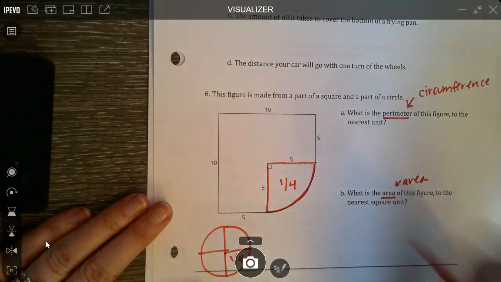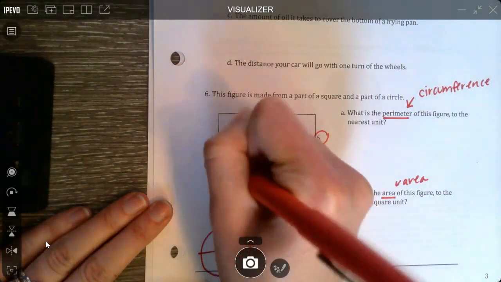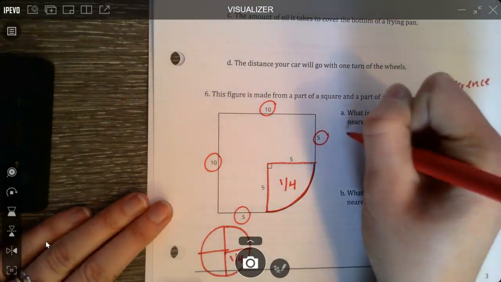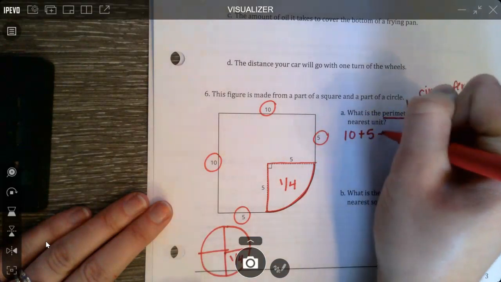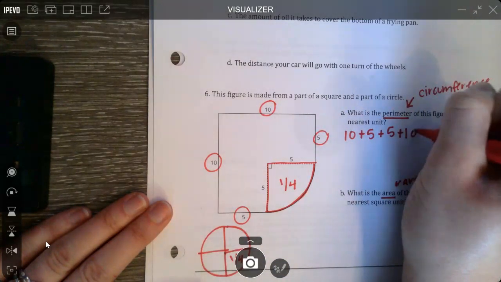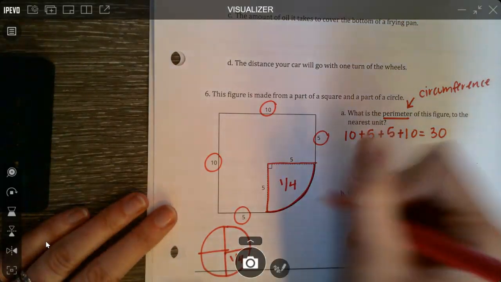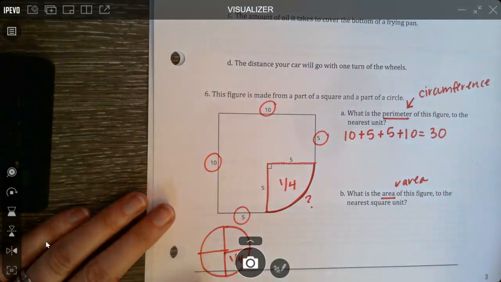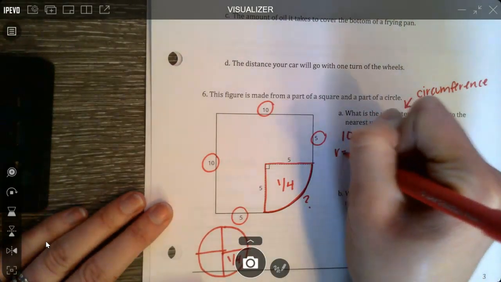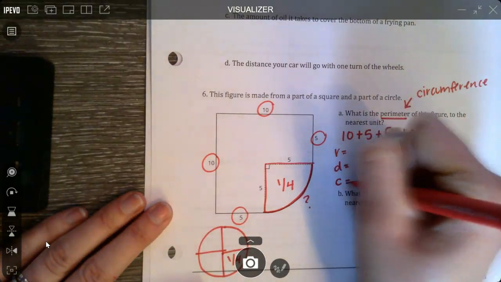Okay, already I have these numbers on the outside of my shape, so I know I can have 10 plus 5 plus 5 plus 10, which equals 30. So that's a lot of my perimeter right now. This is the part I don't know. So figuring that out, I need R equals, D equals, and C equals.